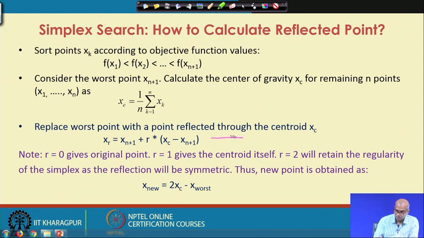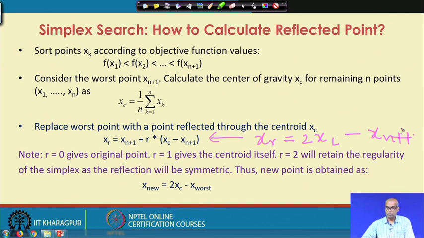So, if I set r equal to 2 here, I get x r equal to 2 x c minus x n plus 1. That means, the new projected point or the new reflected point x new is obtained as 2 x c minus x worst.